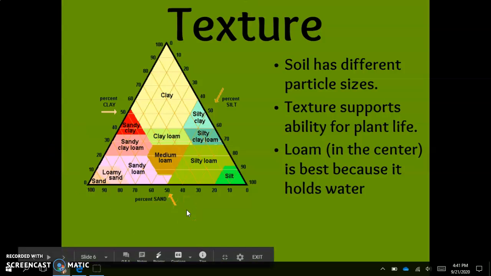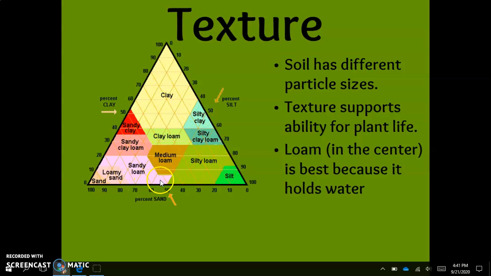On the screen is a soil texture triangle. If you know the percent composition of clay, silt, and sand, you will be able to determine the classification of the soil. So you can have a clay soil, sandy clay loam, sandy loam, all kinds of different textures. And we are going to learn how to read one of these today.